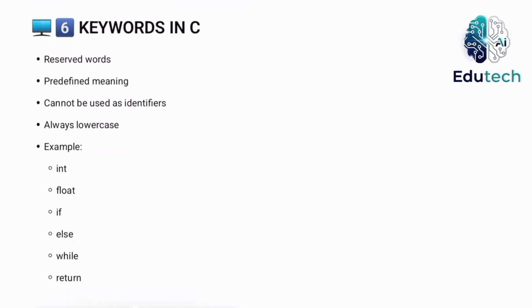Keywords in C. Keywords are reserved words in C that have predefined meanings. These words are part of the language syntax and cannot be used as variable names or identifiers. Examples of keywords include int, float, if, else, while, for, return, break, and continue. All keywords are written in lowercase letters. Each keyword performs a specific function. For example, the keyword int is used to declare integer variables, while if is used for decision making. Since keywords have special meaning to the compiler, they must be used correctly in the program.